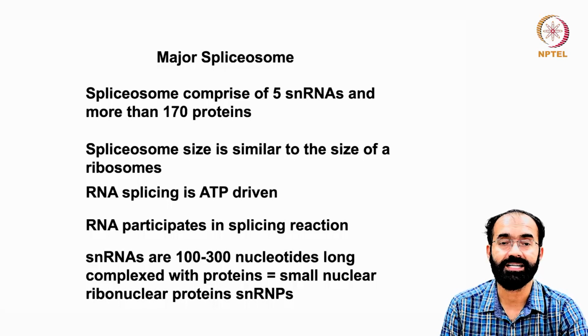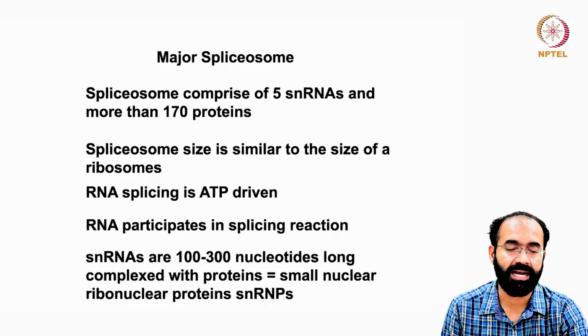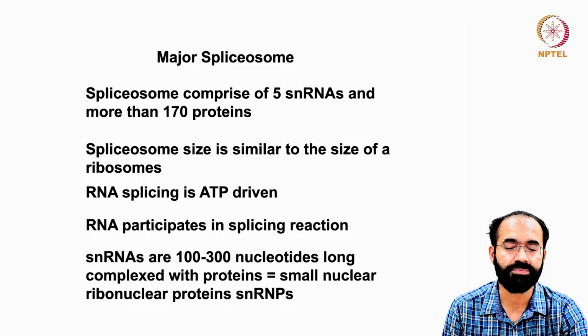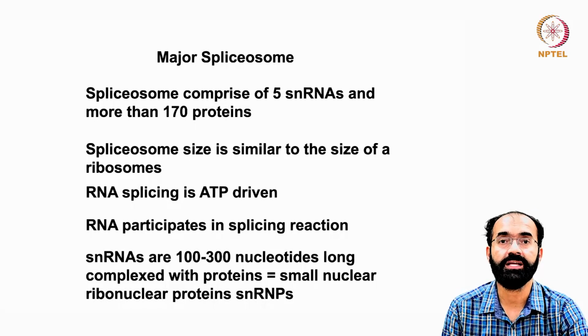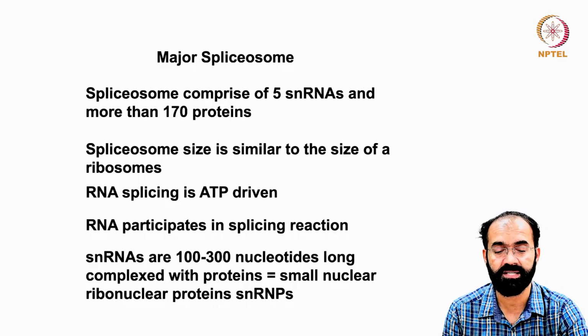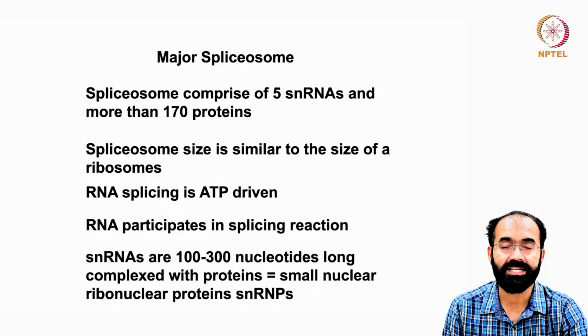So the major spliceosome consists of 5 snRNAs, and more than 170 proteins are involved, and the spliceosome size is similar to the size of the ribosome itself. The RNA splicing is ATP driven, and the RNA participates in the splicing reaction. Proteins basically stabilize it, while the RNA participates in the actual splicing. snRNAs are around 100 to 300 nucleotides long and are complexed with proteins, and we call it a small nuclear ribonucleoprotein, or snRNP.